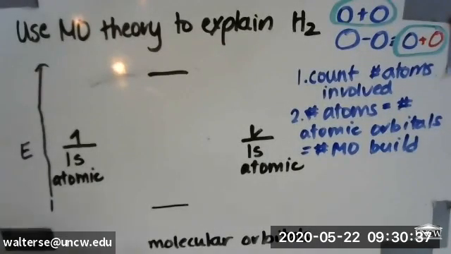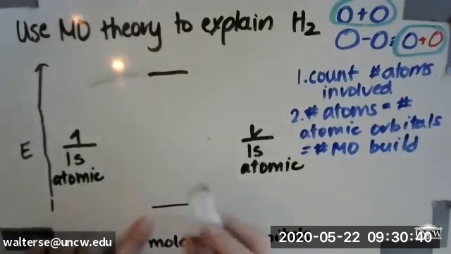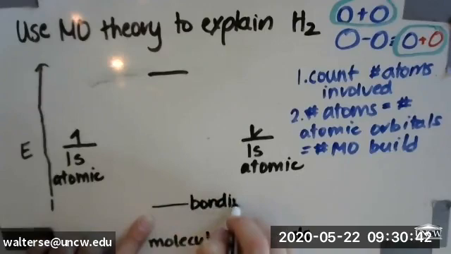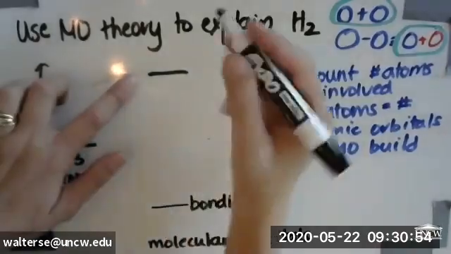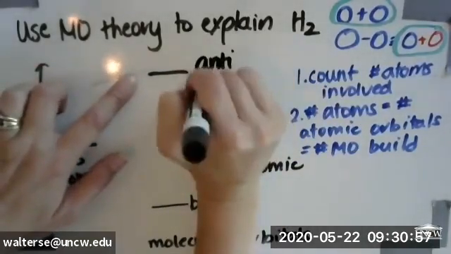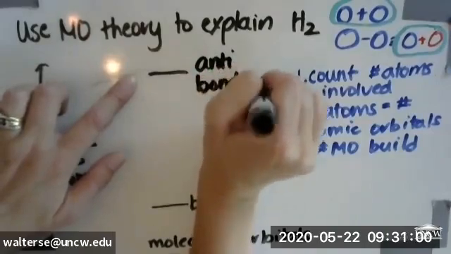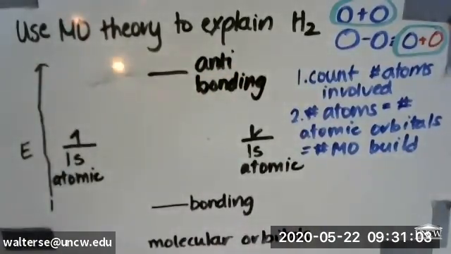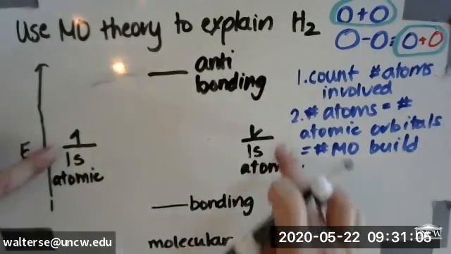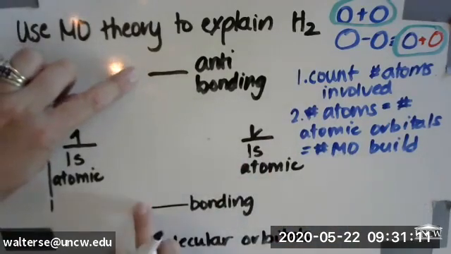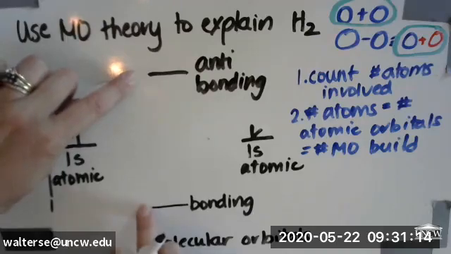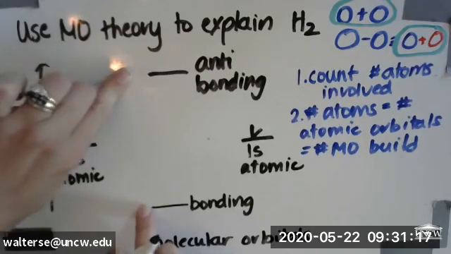Right. This low energy orbital, this is called a bonding orbital. Okay. Bonding molecular orbitals contribute to the formation of a bond. The high energy orbital is called an anti-bonding orbital. Anti-bonding molecular orbitals take away from bonding. So we have 2 atoms, 2 atomic orbitals. We make 2 molecular orbitals, one low, one high. The low energy orbital is bonding. The high energy orbital is anti-bonding.